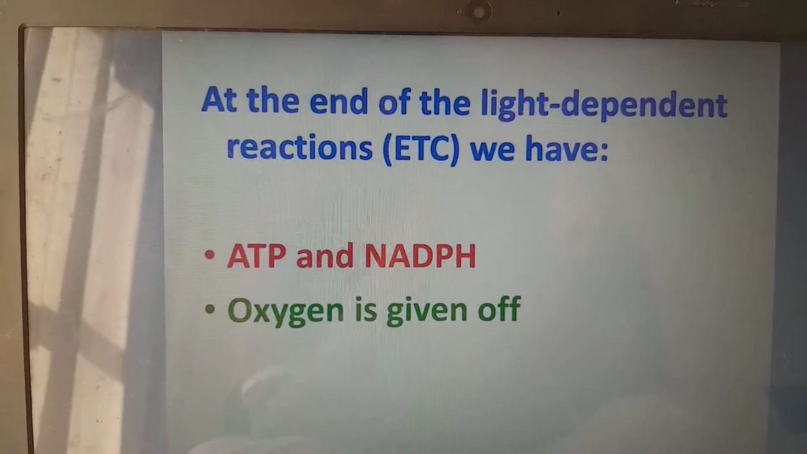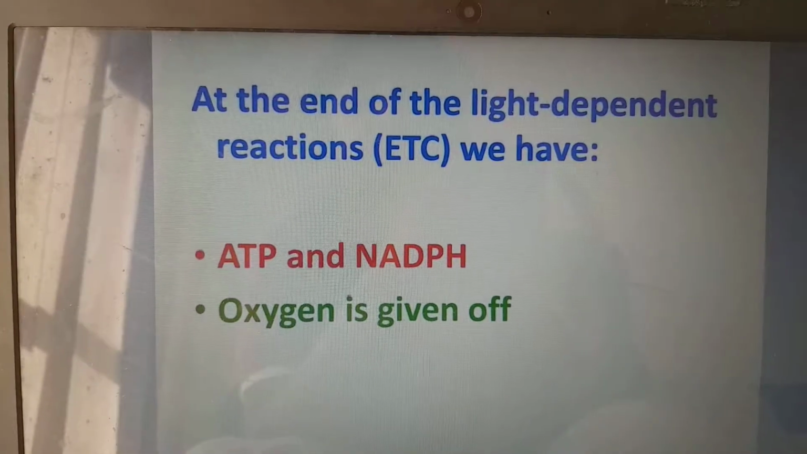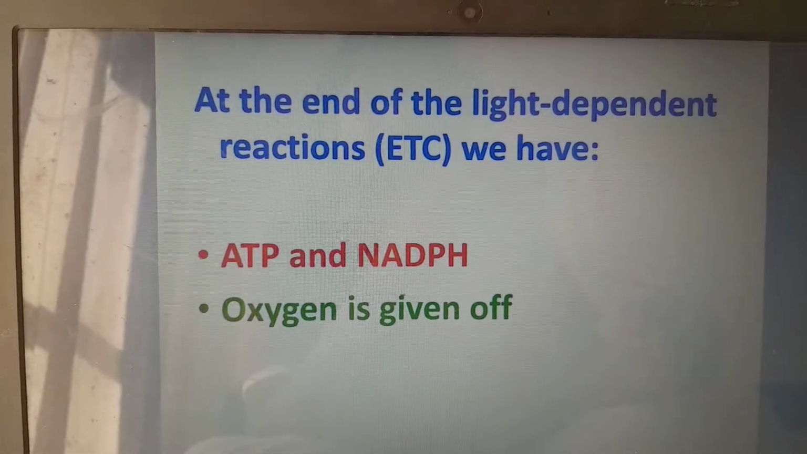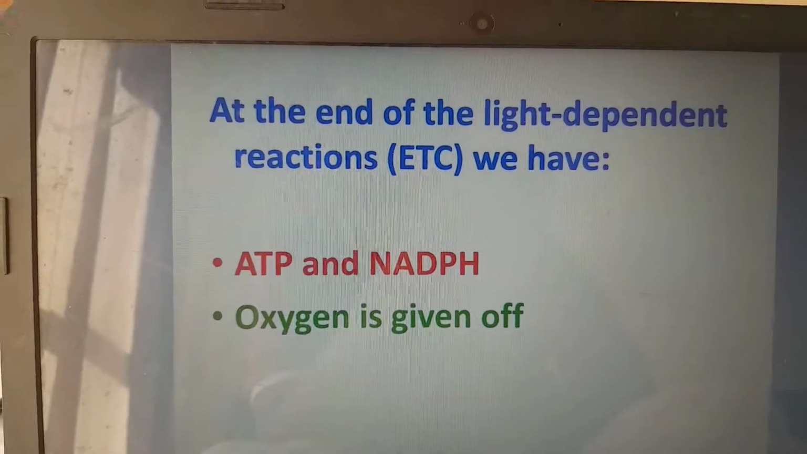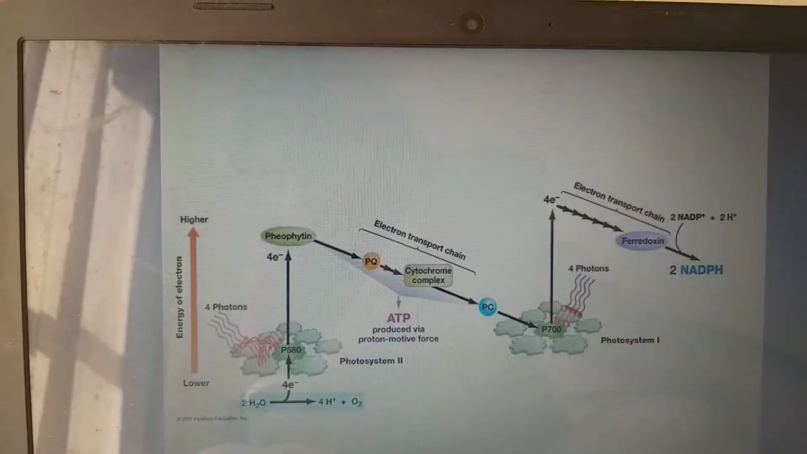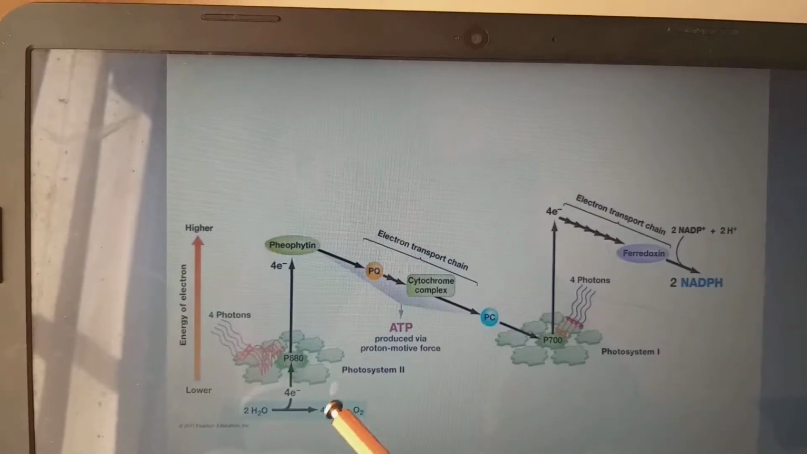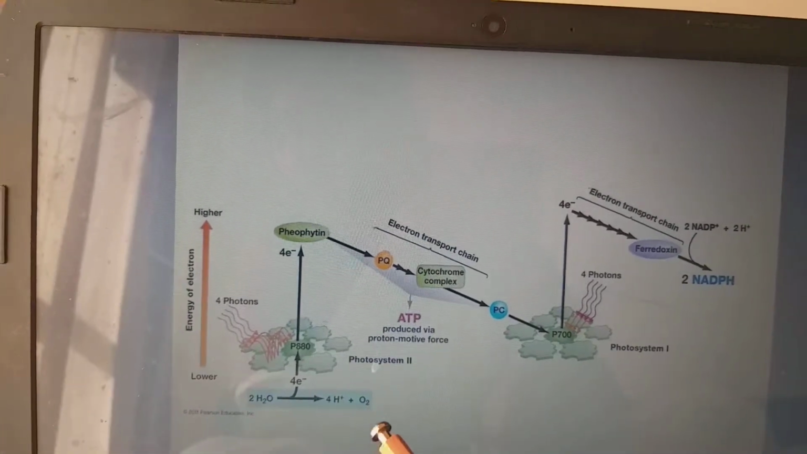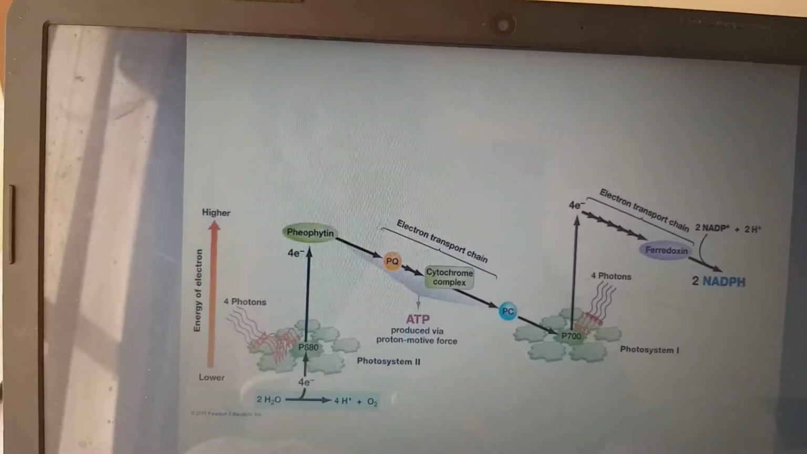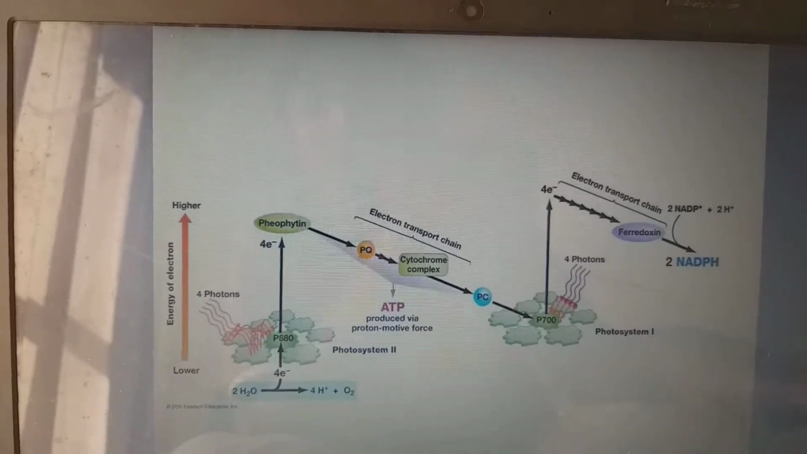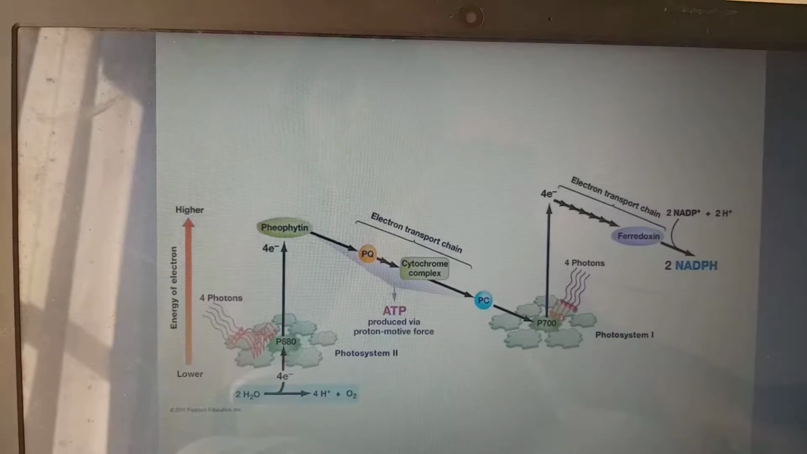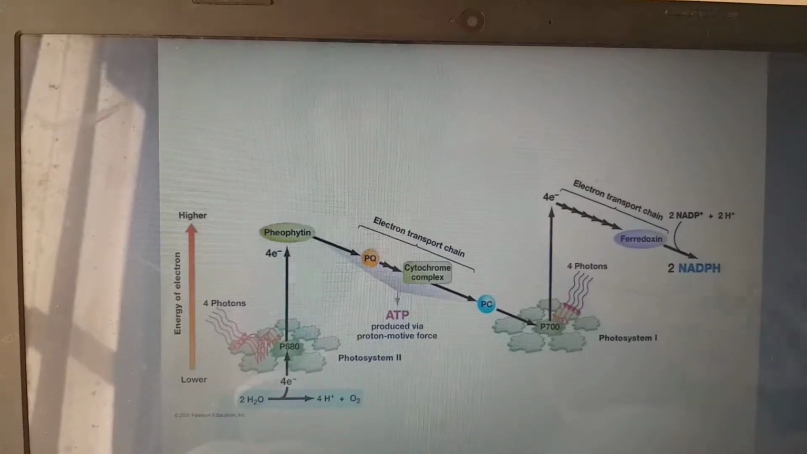At the end of the light dependent reactions, we have ATP and NADPH. Oxygen is given off, and the oxygen comes from water. Again, I'll show you how the oxygen comes off. From here the oxygen is coming out. The plants emit the oxygen from the water. This is all about the light reaction. In the next video, we are going to see the light independent reaction, or dark reaction.